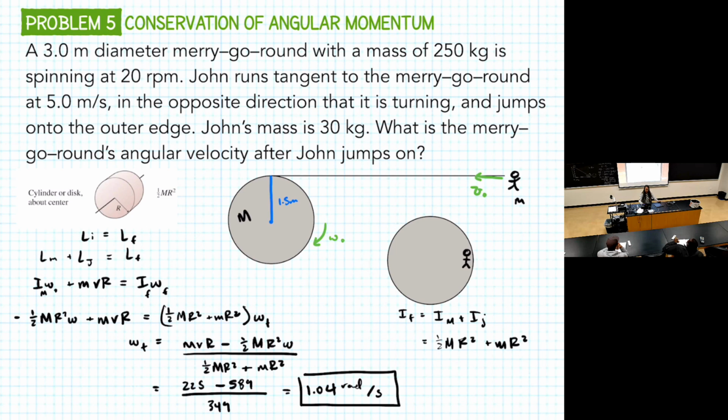All right. Any questions about this? Yes. So to get the angular velocity at the end, you just divide by the total mass of the system? The total moment of inertia of the system. Yeah. So you'll end up getting your total angular momentum, and then you divide it by the moment of inertia of the whole system, the John plus merry-go-round system. The only other thing to be careful of is this negative sign, because you know that he's slowing it down instead of speeding it up. Okay. All right.